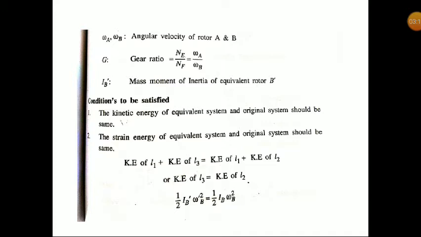That means driver by driven. Next we are assuming IB dash as the mass moment of inertia of an equivalent rotor B dash. Here we are assuming one equivalent rotor as B dash. What the use of that is I will discuss later. It is just an equivalent diameter rotor B dash.